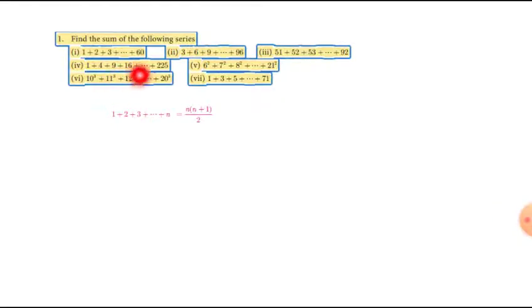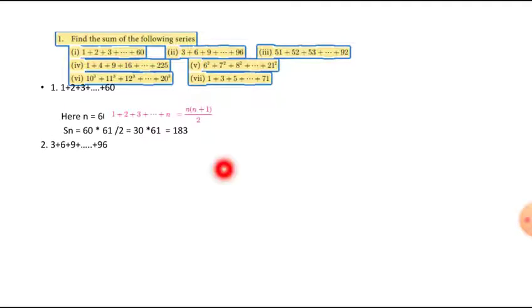First, find the sum of the following series: 1 plus 2 plus 3 up to 60. For the first problem, we can directly use the formula for the sum of the first n natural numbers, that is n into n plus 1 by 2. Here n is equal to 60. So 60 into n plus 1, that is 61, divided by 2. And we will get the value as 1830.